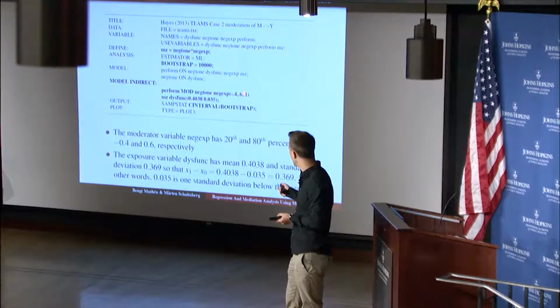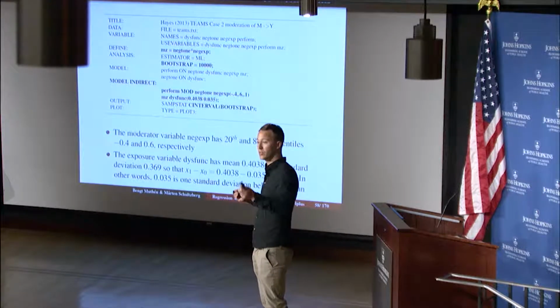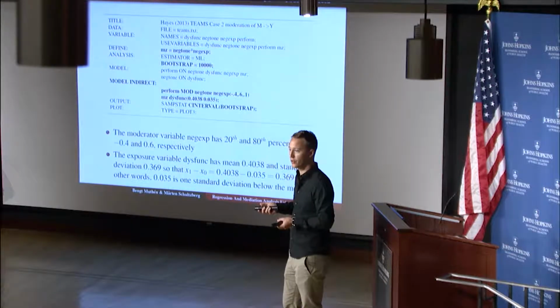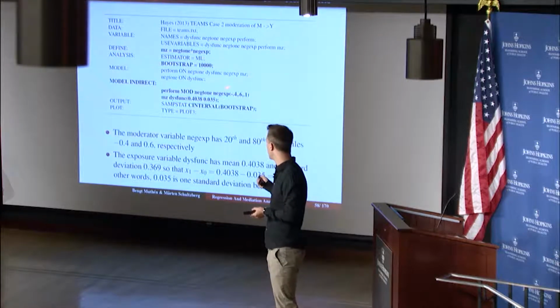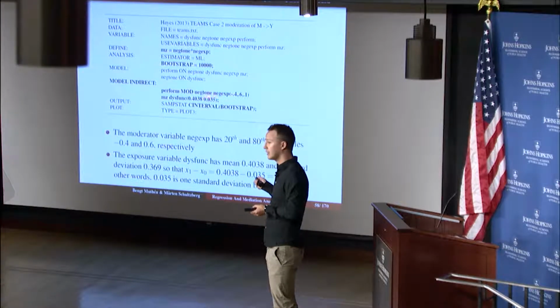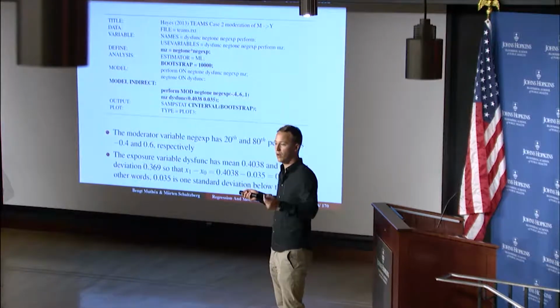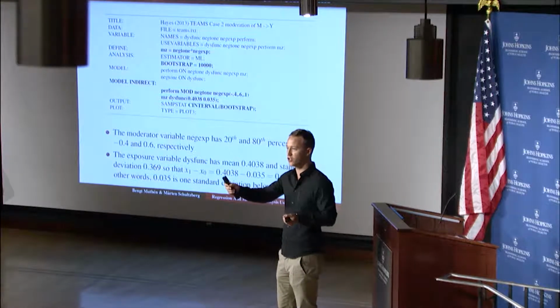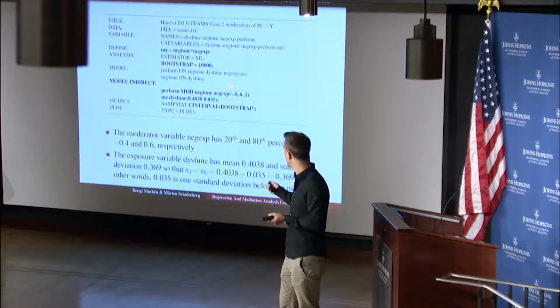So the first values here are neg-exp, so the moderator, and then we have from -0.4 to 0.6 with the increment 0.1. So this very much resembles what we did with the loop command before. This is exactly what we're doing here. We want to see the indirect and the direct effects for different values of the moderator, right? Because it will change as a function of the moderator. That's why we have the moderator.